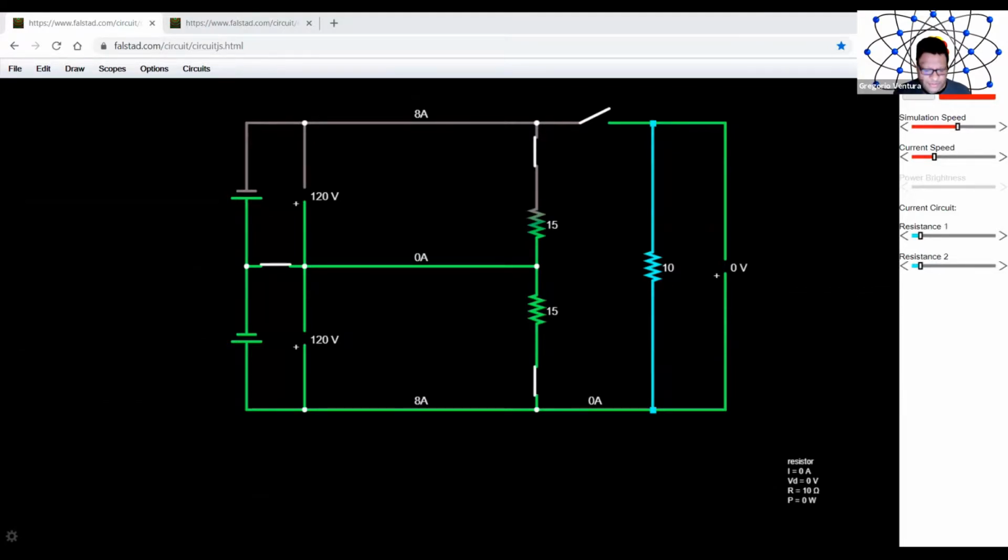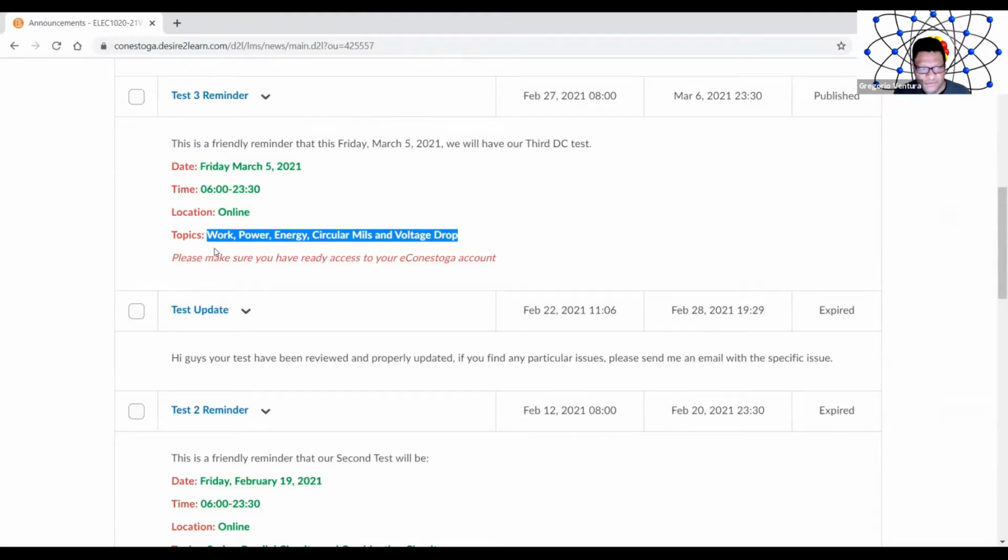So let's keep going then. This is the announcement, and these are the topics: work, power, energy, circular mills, and voltage drop. Those are going to be the 5 different topics that are going to be covered in our next test. And still, it's going to be open all day long.